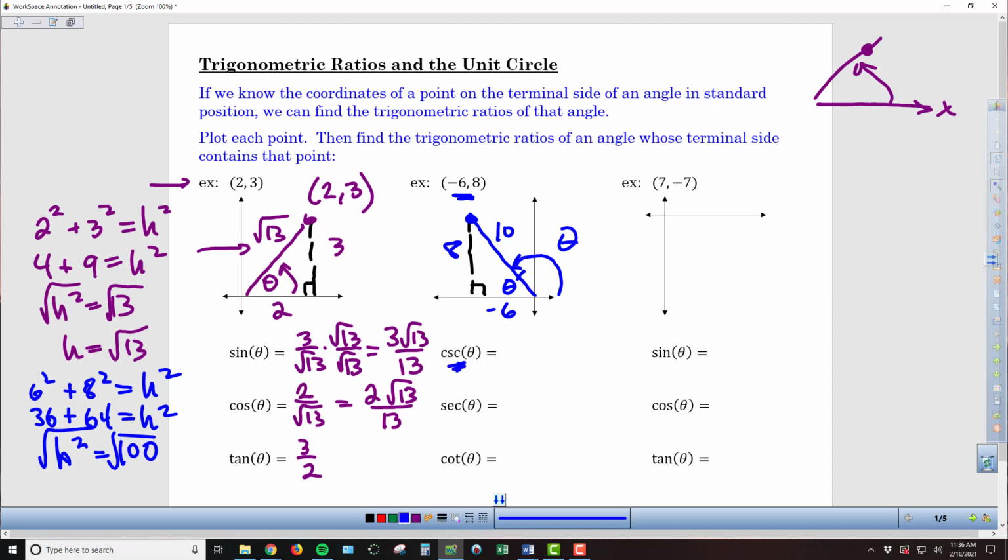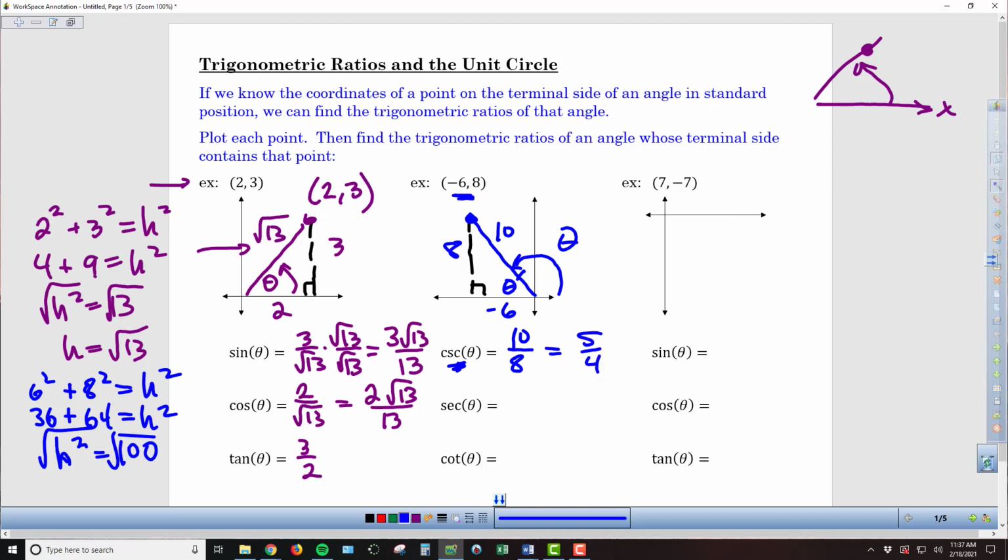So starting with cosecant, remember that's the reciprocal of sine. So sine is opposite over hypotenuse, so I need to go hypotenuse over opposite. So again, we're using this reference angle. So my hypotenuse is 10. My opposite of that reference angle is 8. So I can go ahead and reduce that to 5/4.